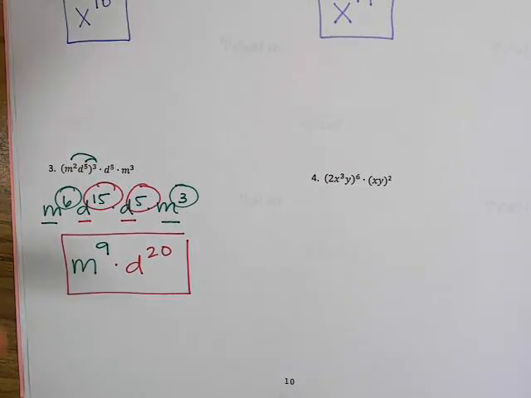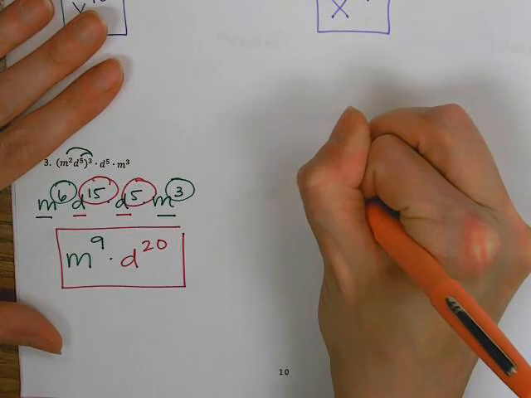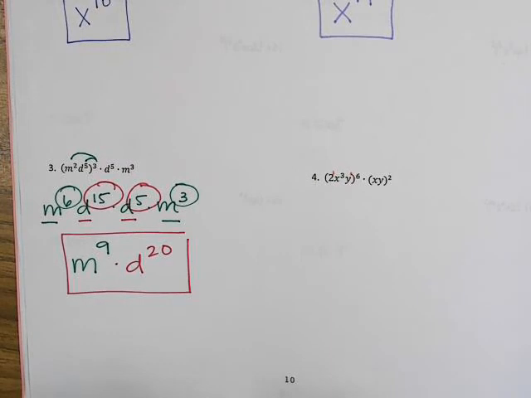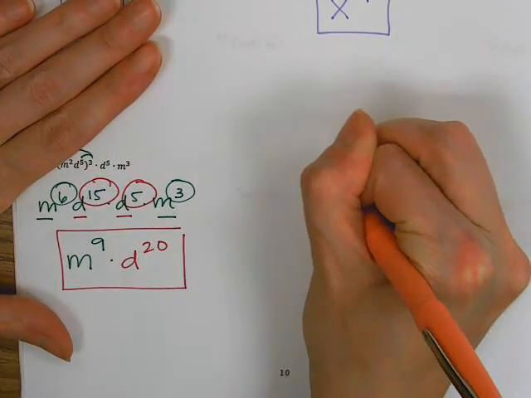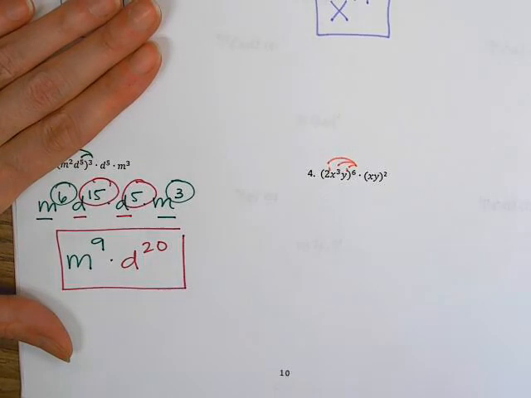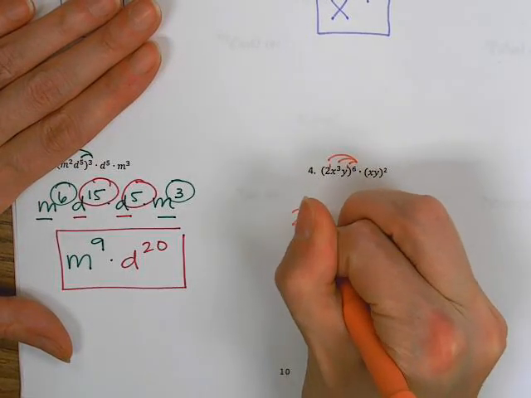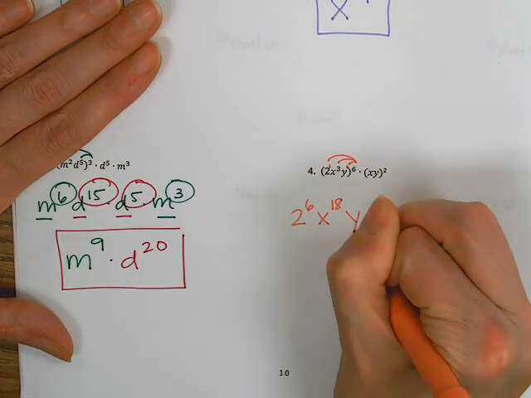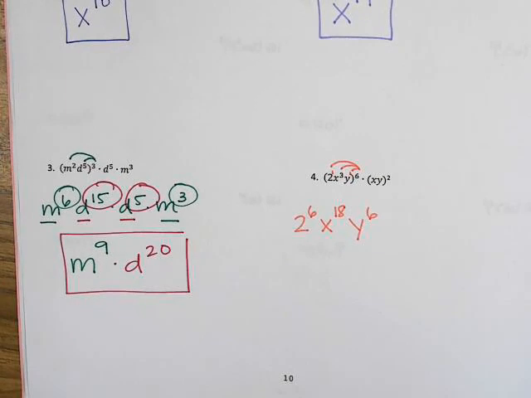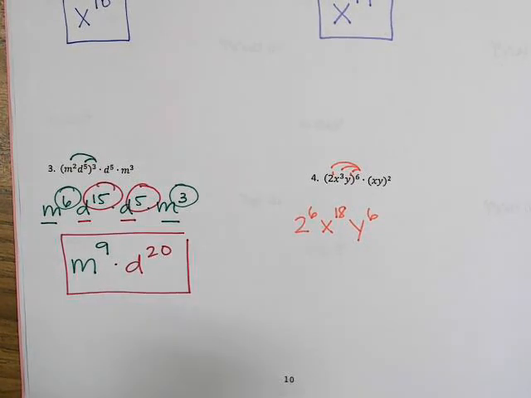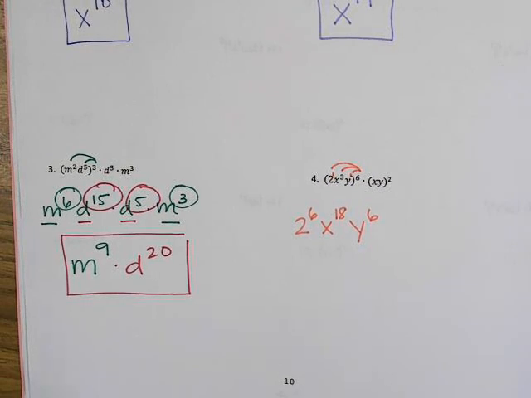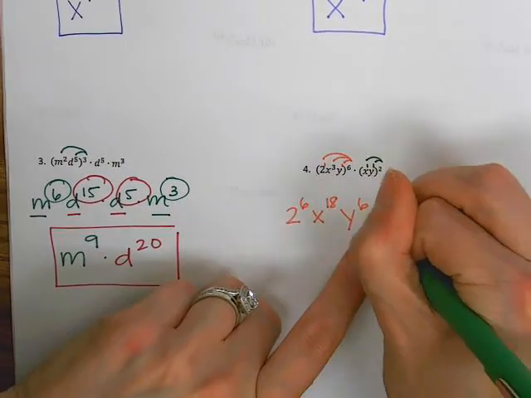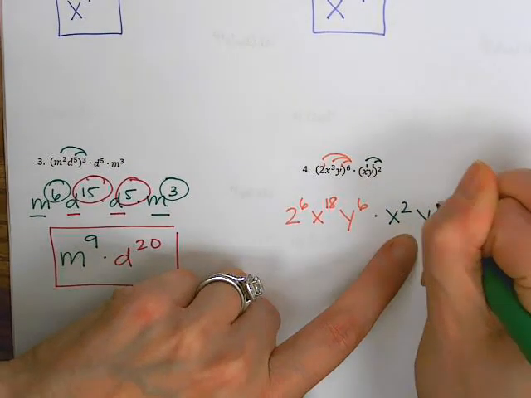Okay, parentheses first. The 2 needs a little 1, and the y needs a little 1. And let's do our parentheses first. Okay, so distribute. So this is going to be 2 to the 6th power times x to the 18th power times y to the 6th power. All right, power to a power, we multiply. And let's do the same thing on this guy. They both need 1s, and then we distribute. So that'll be x2, y2.